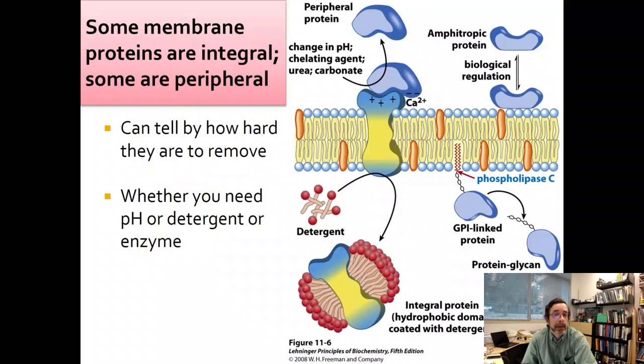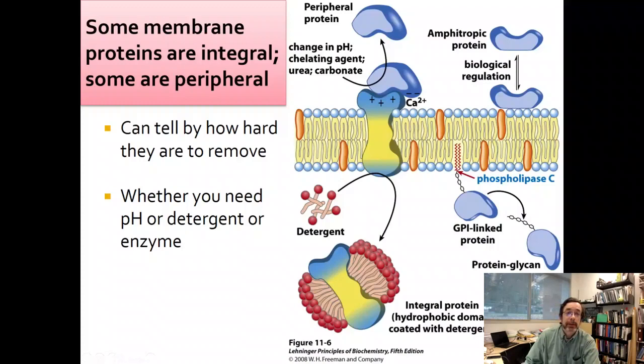If you have a protein that associates with the membrane, but all it takes to get it off is adding a little pH change or adding a chelating agent. A chelating agent will suck up all the metals. One of them is called EDTA, and that's just a chemical that chelates calcium. It pulls all the calcium out. And so you see right here, sometimes you can have calcium forming bridges, but that's a relatively weak interaction. It's relatively easy to get a peripheral protein to pull it off the membrane.